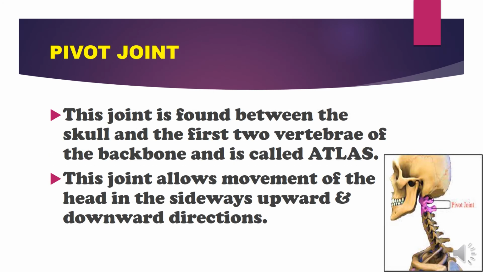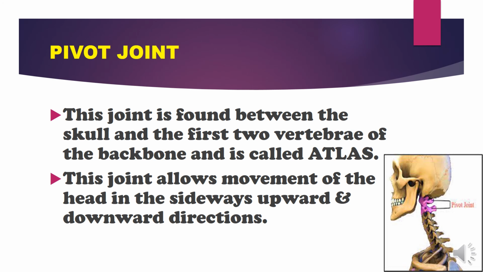Pivot joint. Now, where it is present, you can see in the picture that this joint is found between the skull and the first two vertebrae of the backbone, and it's called the atlas. What is it called? Atlas. This joint allows movement of the head in the sideways, upward and downward direction. So whenever you move your head sideways, upward or downwards, the first thing that comes to your mind should be that it is because of the pivot joint.